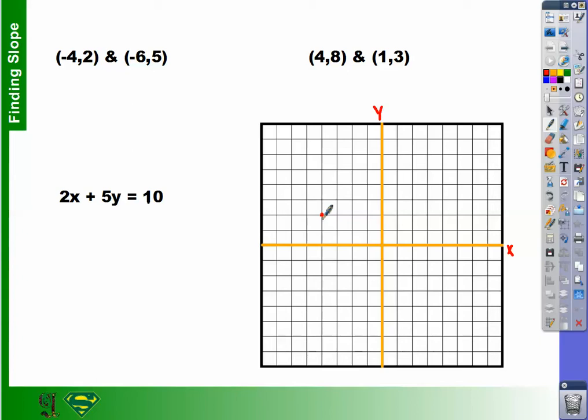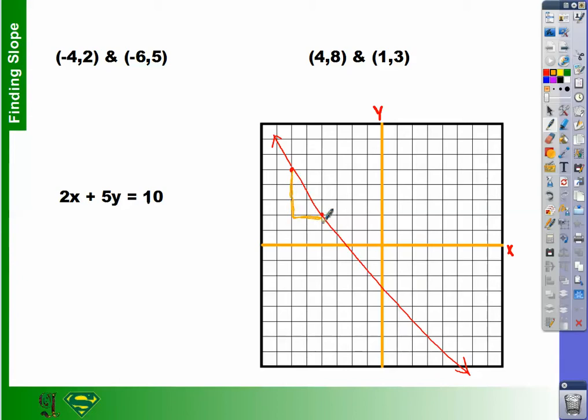My second point is -6, 5. So if this was -4, -5, -6, 1, 2, 3, 4, 5. Put a point here. Now I could draw my line, and I realize I should probably have used a ruler, but you'll be okay. And you could make your little slope triangle.